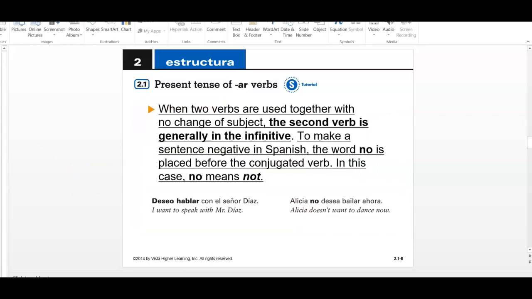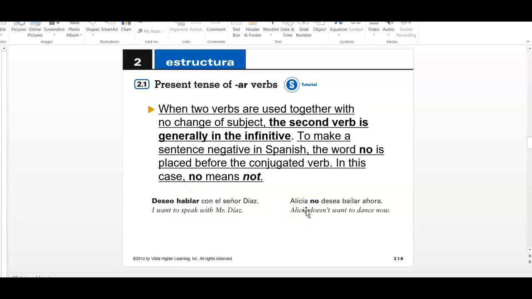So when two verbs are used together with no change of subject, the second verb is generally an infinitive. To make a sentence negative in Spanish, the word no is placed before the conjugated verb. In this case, no means not. So again, this is my verb and this is my infinitive. We never change the second one. We always just change the first one. Okay, we can't have two conjugated verbs next to each other. And conjugation simply means to change the ending. Okay, this one we changed the ending, this one we did not.